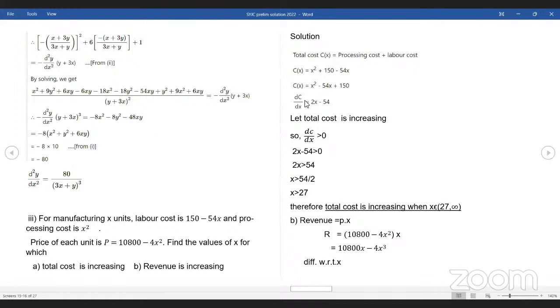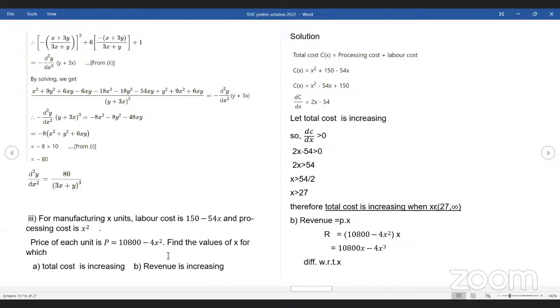And then we use this function for finding where total cost is increasing. Increasing means you consider it is greater than 0, so that derivative is greater than 0, substitute the value, we get x is greater than 27. So cost is increasing when x is greater than 27, or x belongs to 27 to infinity. So in the last, you can highlight or underline the answer.